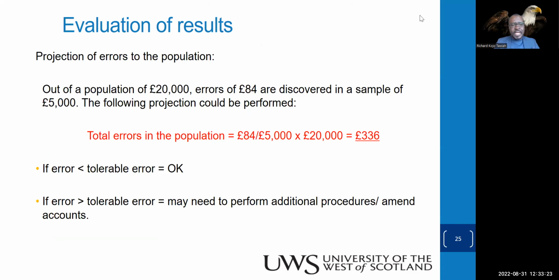So, evaluation of results. After you've done your analysis and you get some error, what do you do? Let's say out of a population of 20,000 pounds, for the first sample of 5,000, which you vouched and tested, there was a deviation of 84. Express the 84 as a percentage of the sample. So 84 divided by 5,000 gives you 0.0168. And then you apply it to the total population, and you get 336.